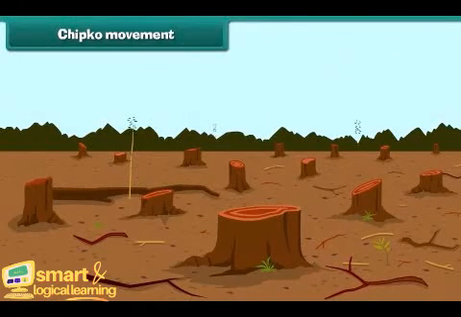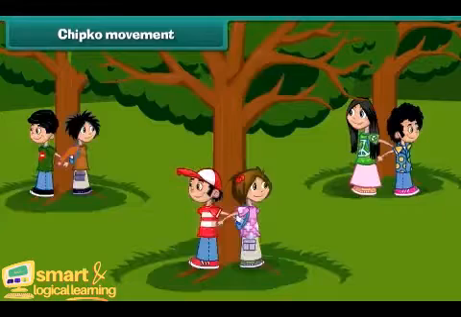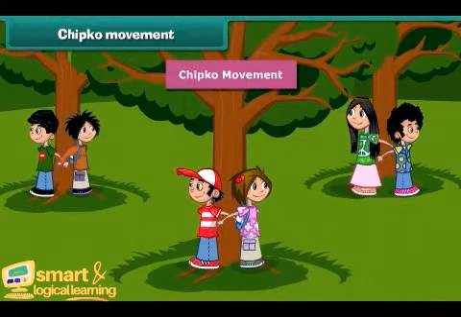Now we know about an event related to protection against the cutting of trees. The Chipko movement or Chipko Andolan, literally meaning to stick in Hindi, is a social ecological movement through the act of hugging trees to protect them from being felled.